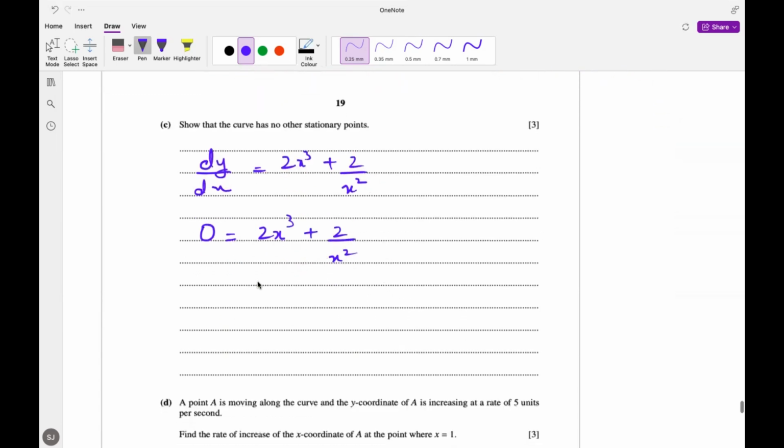So taking the LCM, we'll get 2x⁵ plus 2 upon x² equals 0. Cross multiplying, this will become 2x⁵ equals minus 2. So we have taken this 2 on the other side, and so 2x⁵ will be equal to -2, or x⁵ will be equal to -1. Now, if we take the fifth root of -1, the value of x will still be -1, which means that there is no other stationary point on the curve.